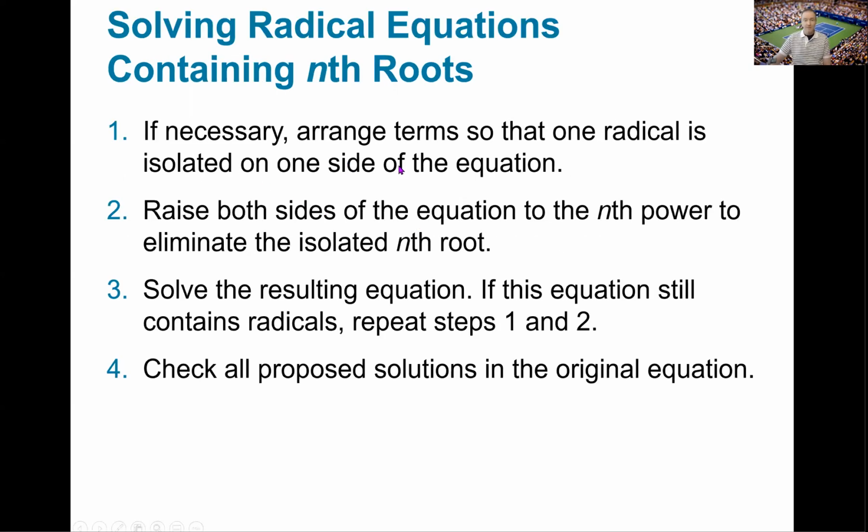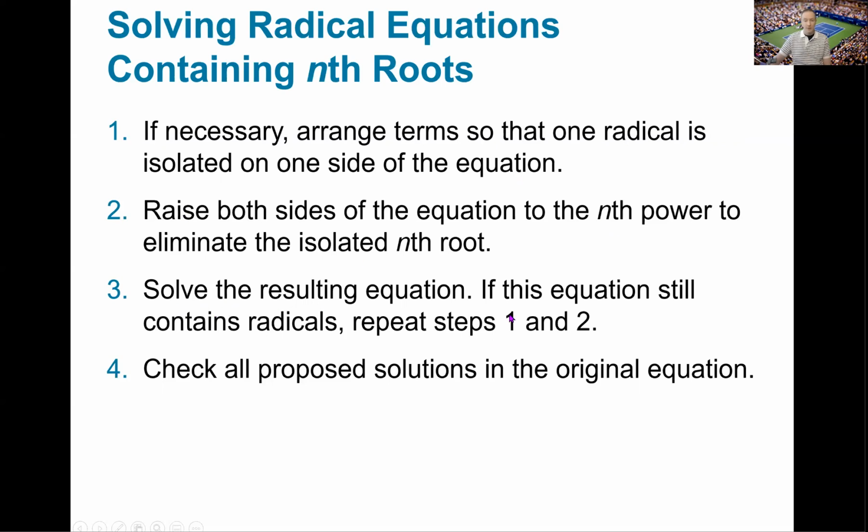Now, if necessary, arrange terms so that one radical is isolated on one side of the equation. So you can't solve a radical equation if you have the radical along with other terms on that side. It's much better to get it all by itself. Isolate the radical. Raise both sides of the equation to whatever the index is. So if it's a cube root, you'll raise both sides to the third power. If it's a square root, you'll raise both sides to the second power.